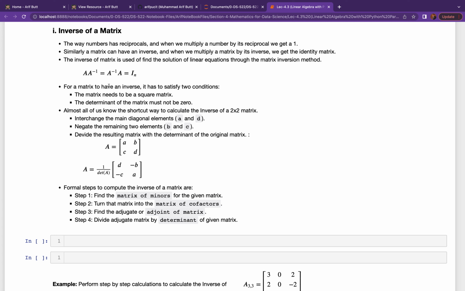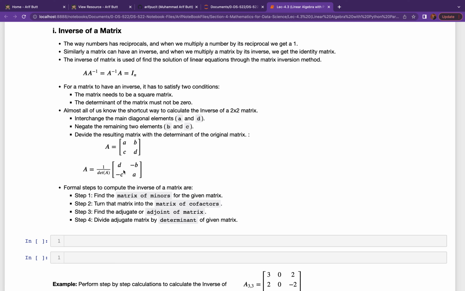My dear students, remember, for a matrix to have an inverse, it has to satisfy two conditions. First, the matrix has to be a square matrix, for example, a 2 by 2 or 3 by 3 or 4 by 4 matrix. And the next is the determinant of the matrix must be non-zero.